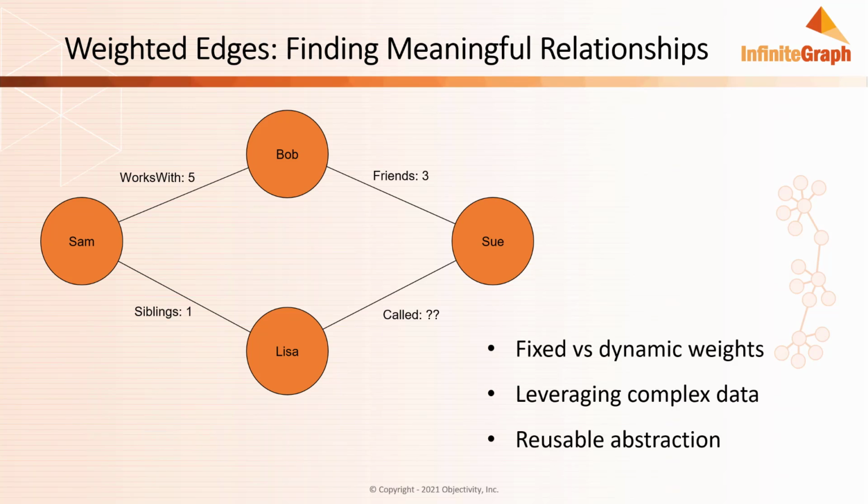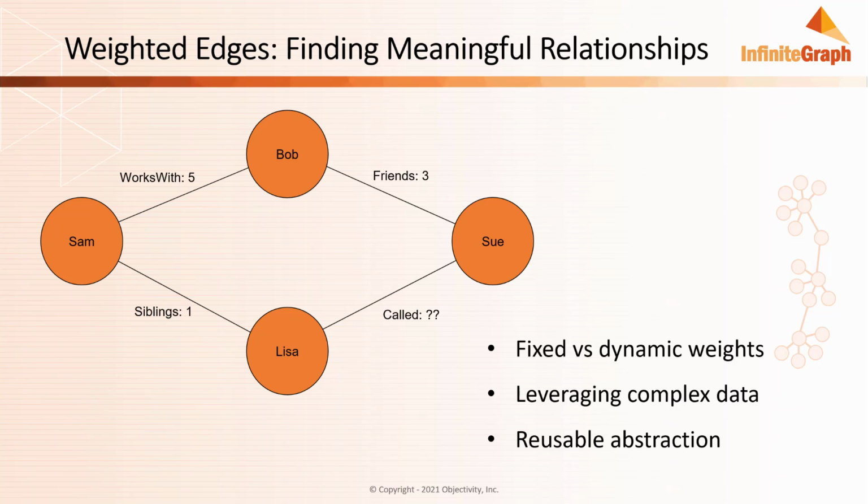For some situations, it's reasonable to assign a fixed value to an edge. In this example, every works with relationship might get assigned a value of 5. Every friends relationship gets a value of 3. But what about situations that are more dynamic? Is it sufficiently descriptive to assign a fixed weight to every called relationship?